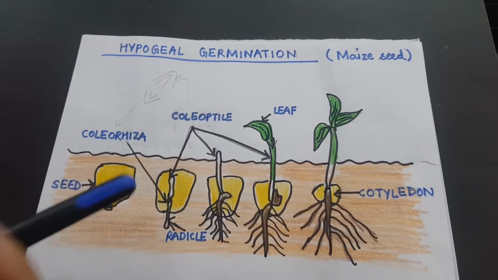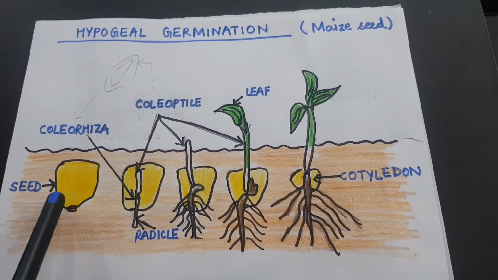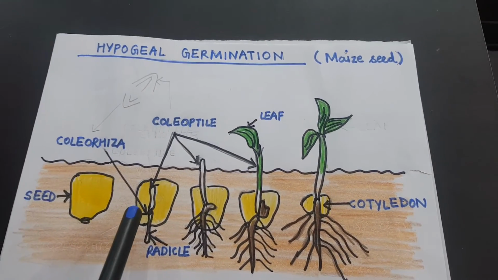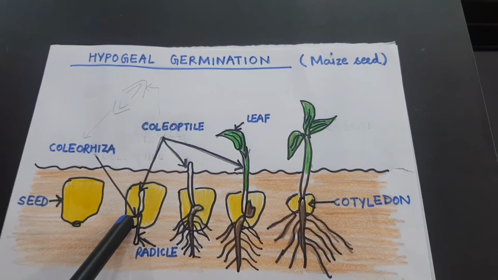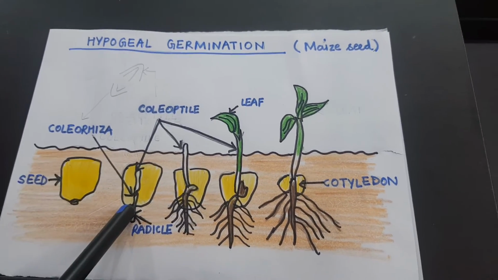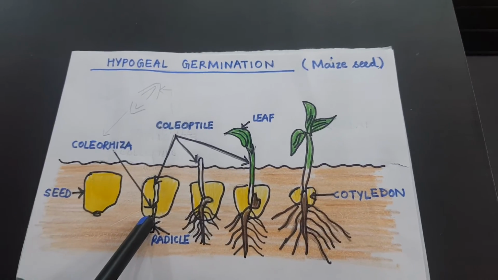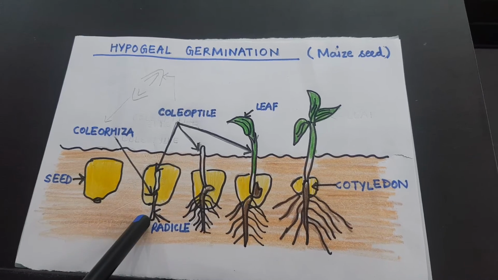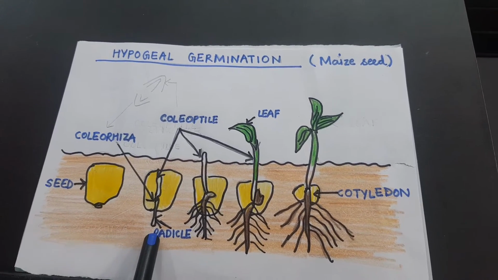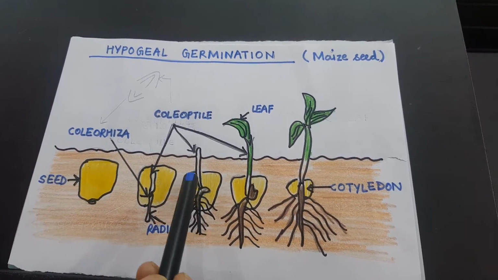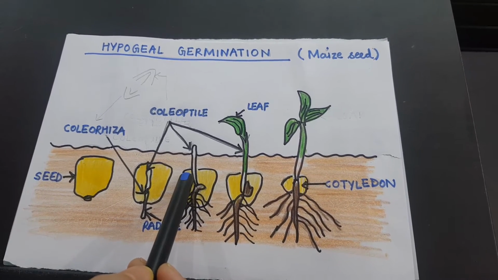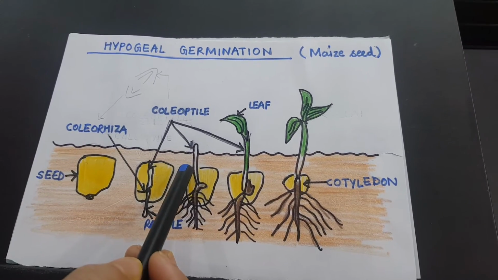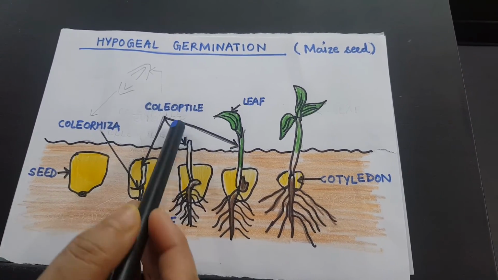Okay. Now suppose this is the maize grain. What it will do when it gets water, it will absorb the water and swell up. The radicle breaks the covering, that is the protective sheath called coleorhiza, and grows downward. Can you see? It grows downward to form the root. And similarly the plumule also breaks the protective sheath called the coleoptile, and grows straight to form the shoot system.